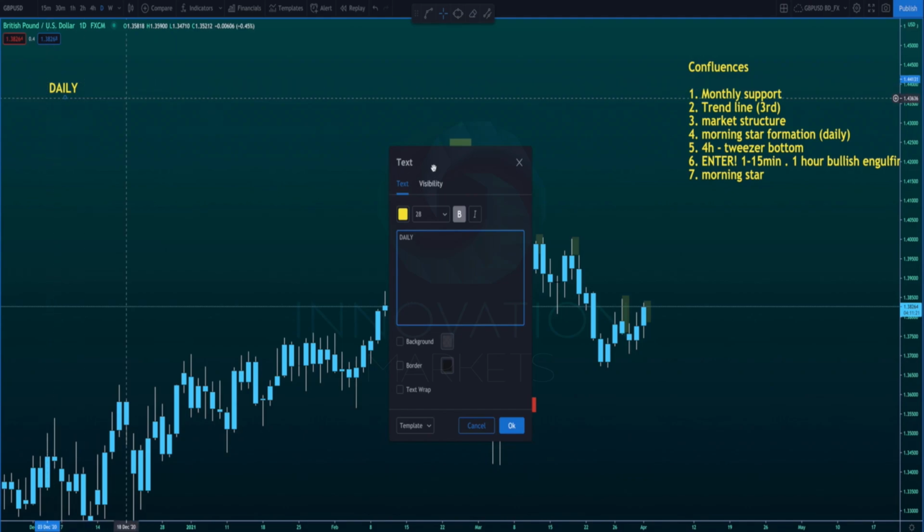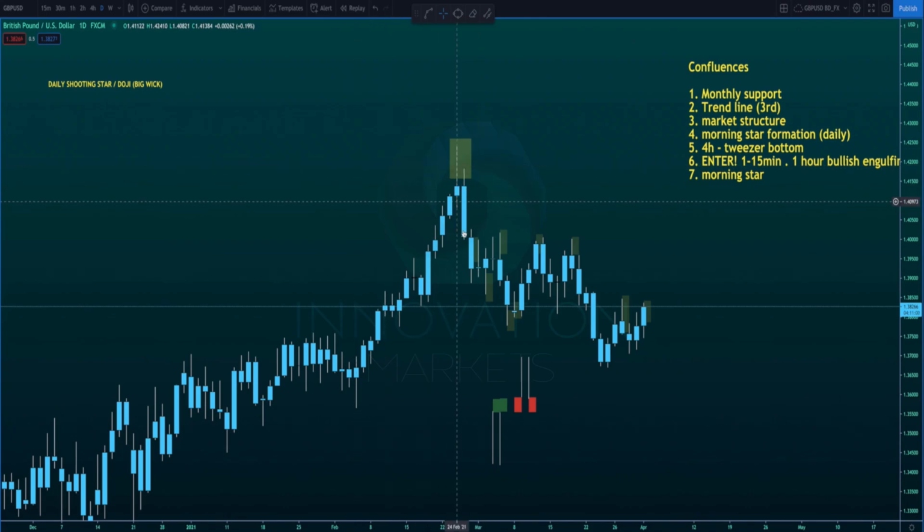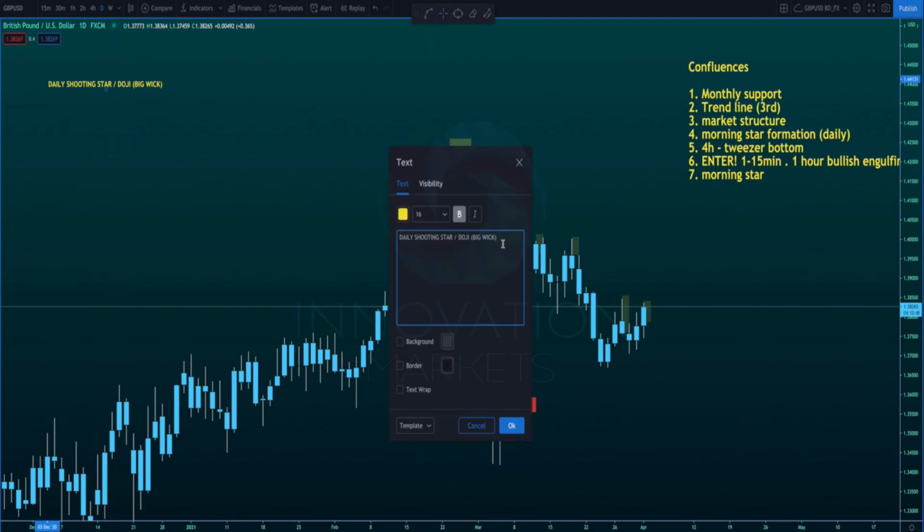So here I can see that there is a daily, let's make this a little bit smaller, it doesn't need to be so big. We can see a daily shooting star or doji candle, with a big wick. Now, if I had been looking at this the next day, what else would I be looking at? Of course, this 1, 2, 3. So let's put that in as well. If we've been looking at the next day, a daily doji candle, a daily evening star formation.